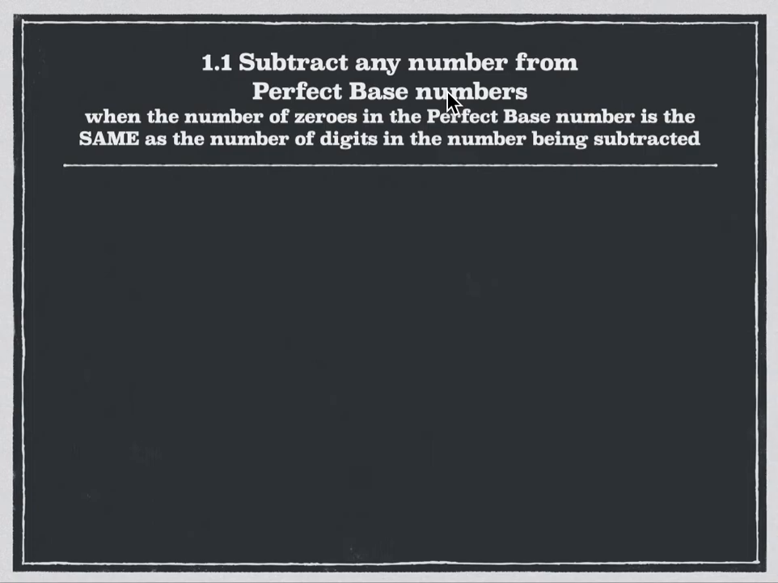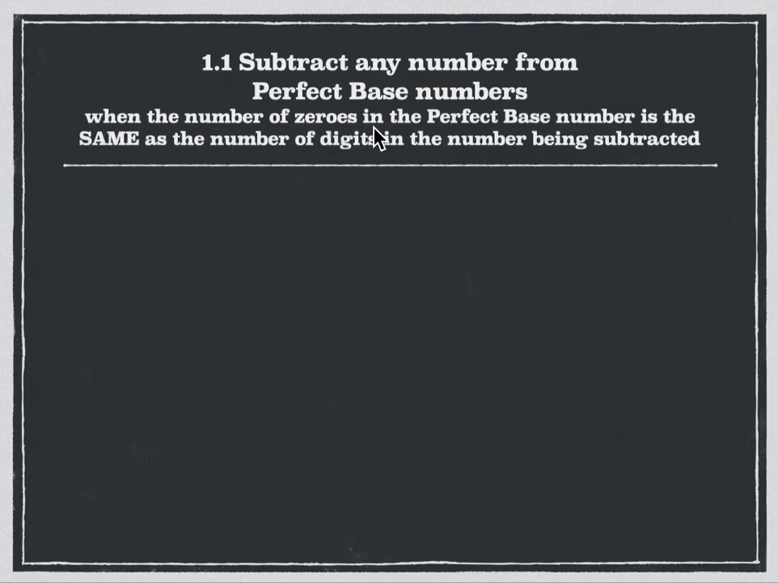First of all, what are perfect base numbers? These are numbers wherein the first digit on the left of that number is 1, followed by zeros. For example, 10, 100, 1,000, 10,000, 100,000, 1,000,000, 10,000,000, 100,000,000. I think you can picture that: 1 with a bunch of zeros after it. Those are what we call perfect base numbers.